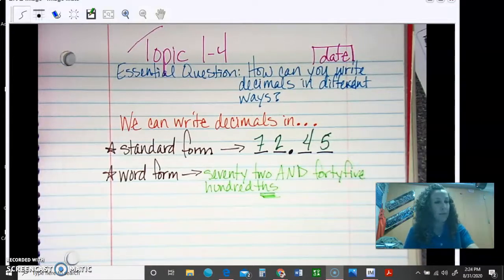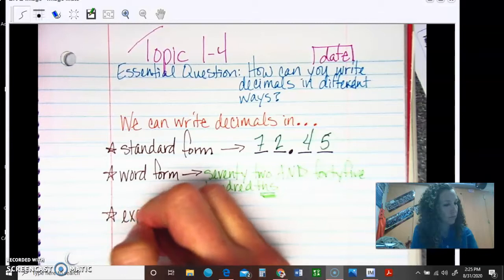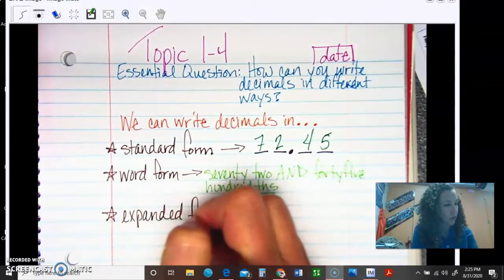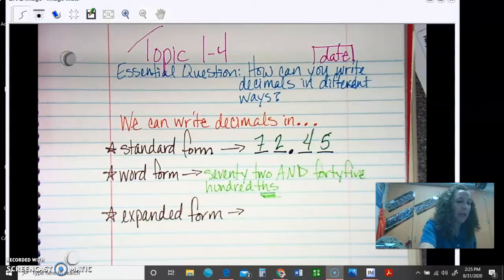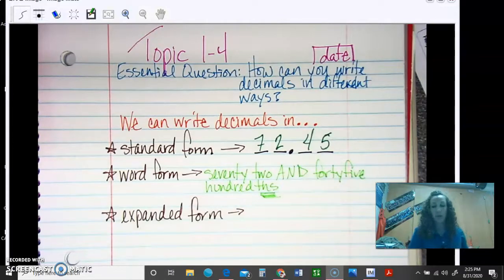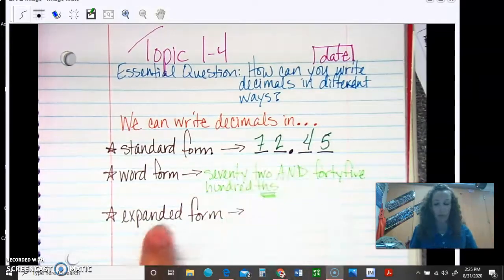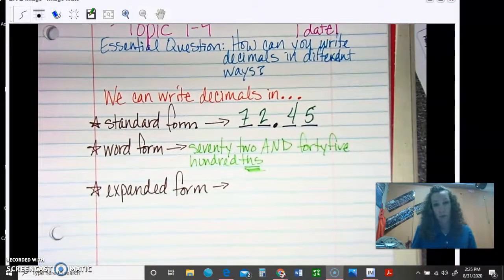All right, the next way that we can write decimals, the next form, is expanded form. Remember, if you haven't caught up to me yet, click pause. Okay, so expanded form. Once again, using this same number up here, okay? So we're going to use the 72 and 45/100ths, but we're stretching it out, okay? So we have, and I'm going to put it over under the word expanded because it does get pretty long, and I do tend to write gigantor.